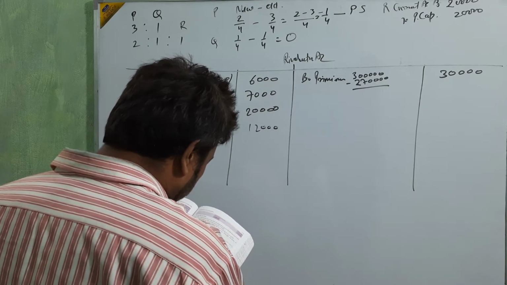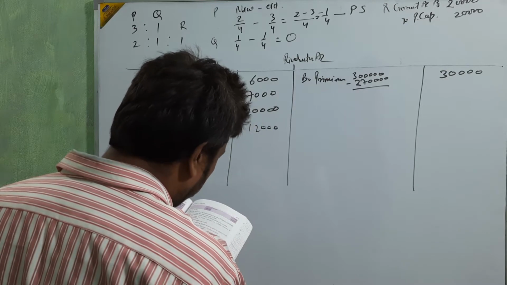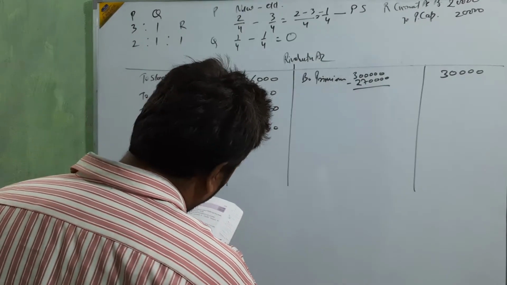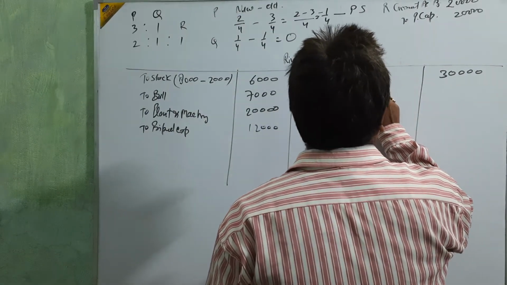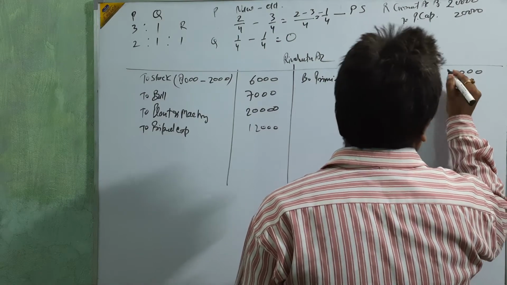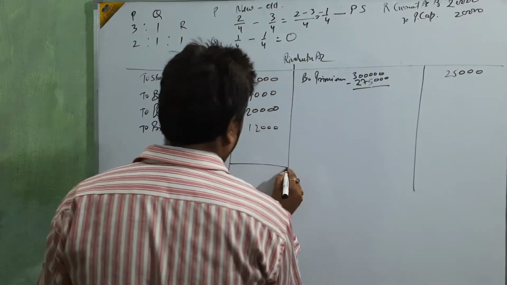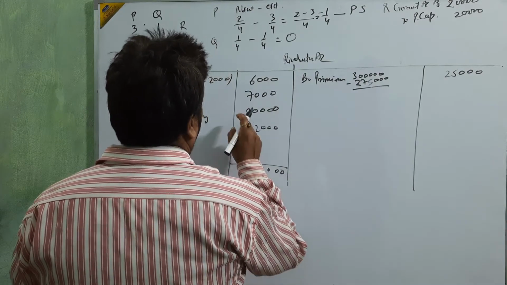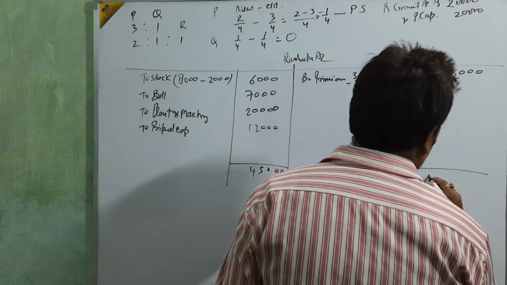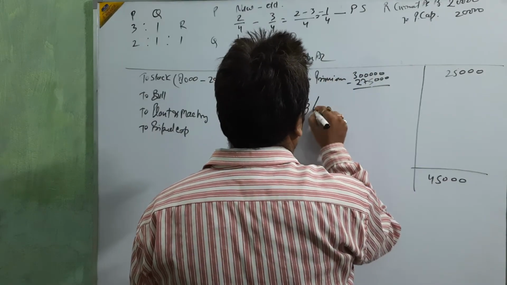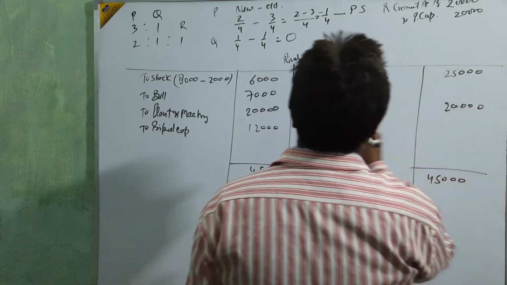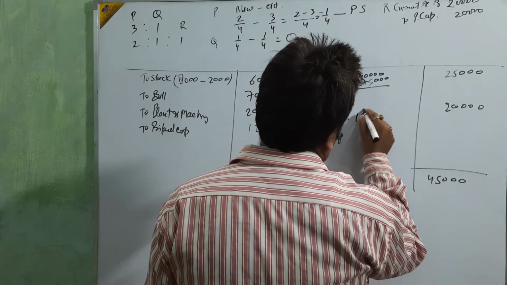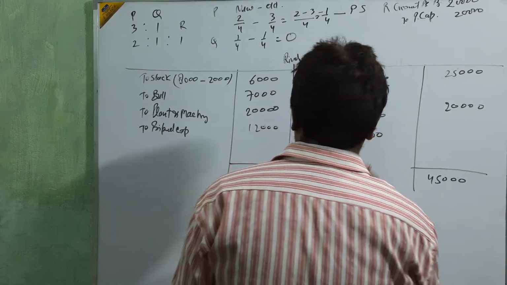Next, the total loss comes to 45,000. It is borne by P and Q in the ratio 3:1, so 15,000 and 5,000 by the partners' capital accounts, along with the amounts calculated for R's share of goodwill and the loss is divided in the old ratio.